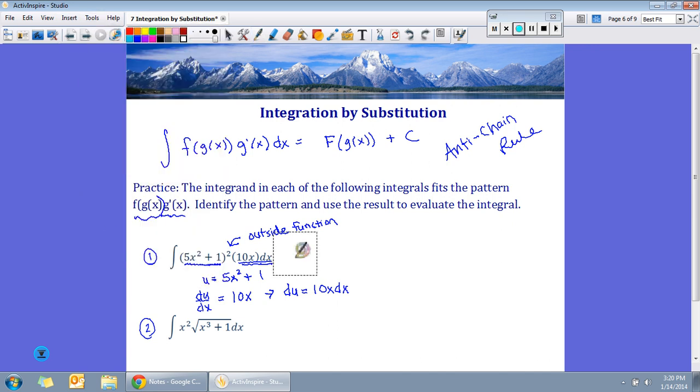So if we've done that, now we can say that this part is u, it's squared, and this part is du. So we have u squared du, and now we can take the antiderivative like we did on all of our other problems before. So we're going to have 1/3 u cubed plus c. Final step is going to be plugging in what u is back into your antiderivative. So we're going to have 1/3 times (5x squared plus 1) cubed plus c.